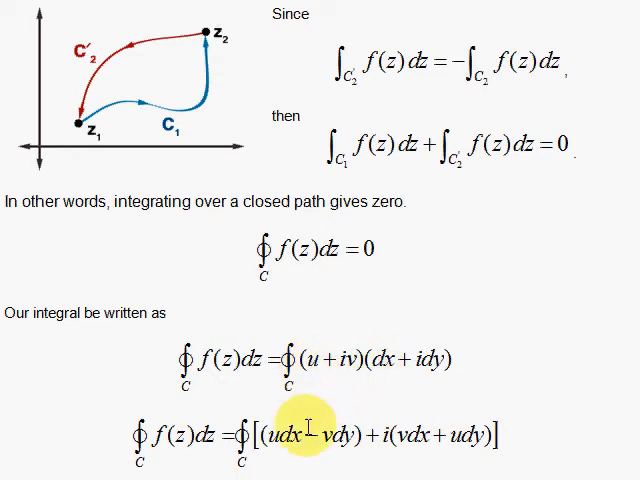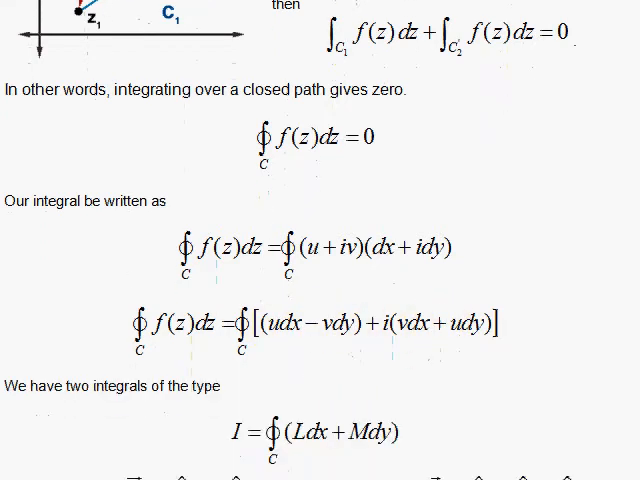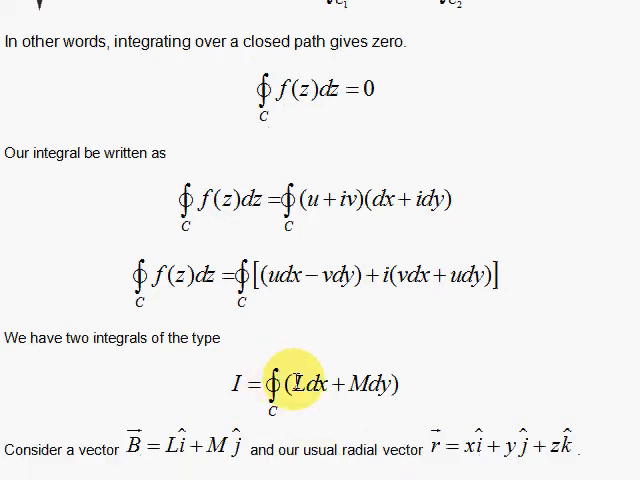So I have u dx, and then I have i times i is minus 1, so I have then minus v dy. That takes care of the real part. Then I have i times v dx, and I have i times u dy, which is the imaginary part, i times this. So I have two integrals to look at, and they have this general form. I have some L function with my dx plus some M function with the dy. This is like the general result here. L would be u and M would be minus v. So I want to study this and see when this integral is 0. What are the conditions? And this is Green's theorem to see what the conditions are.